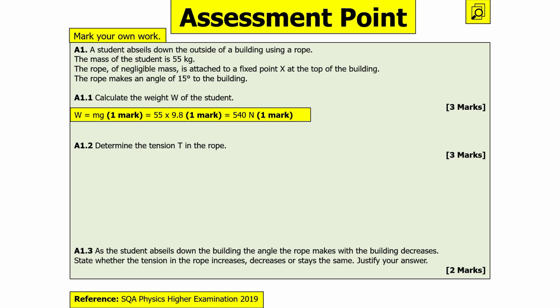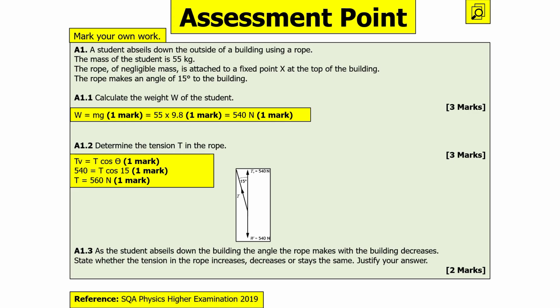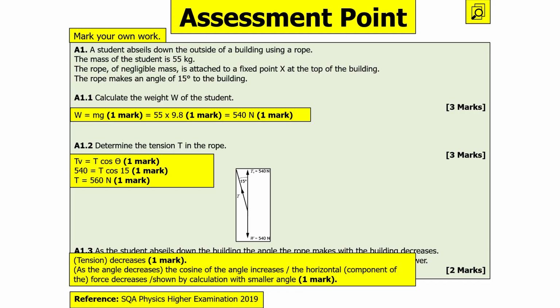Okay, we know that weight is mass times the gravitational field strength. So it's 55 times 9.8, which is 540 newtons. We can see from the diagram that the vertical component of tension is going to be T cos theta, because the angle is being made with the vertical, not the horizontal. So 540 equals T cos 15. Therefore T equals 560 newtons, as shown in this diagram. Now, as the student abseils down the building, the tension will decrease, because as the angle decreases, the cosine of the angle increases, or we could say the horizontal component of the force decreases. So therefore, this value of tension must decrease.